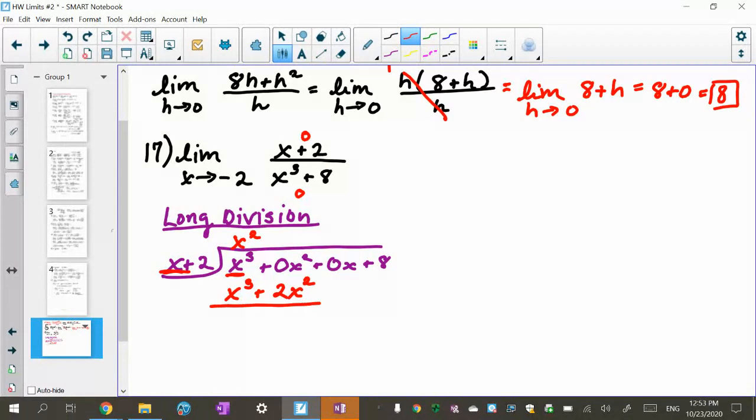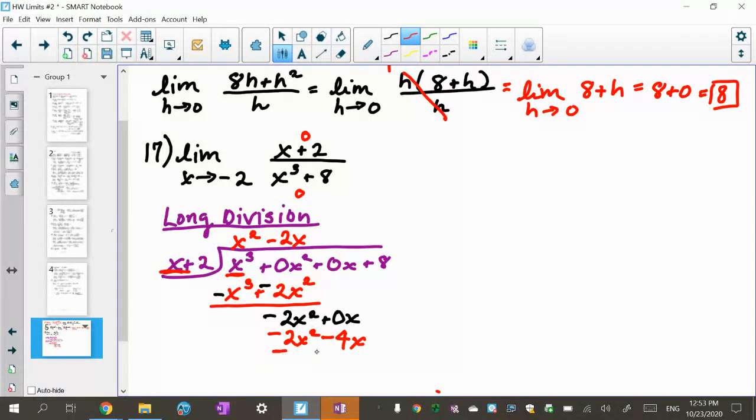Draw the line, change the signs. So this is a minus, that cancels out, so I have a negative 2x squared. Bring down the 0x. Again, you're looking at this x squared and this x. You're always looking at it then. I said, how many x's go into negative 2x squared? Well, minus 2x goes in there. Then when I multiply it, I get negative 2x squared minus 4x.